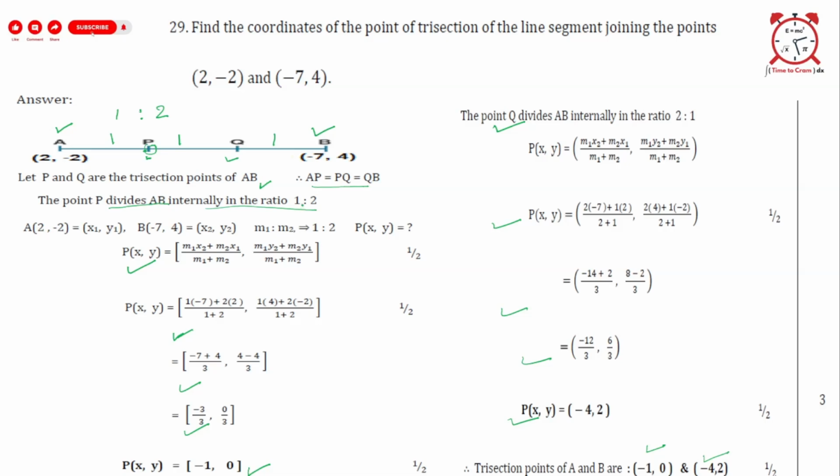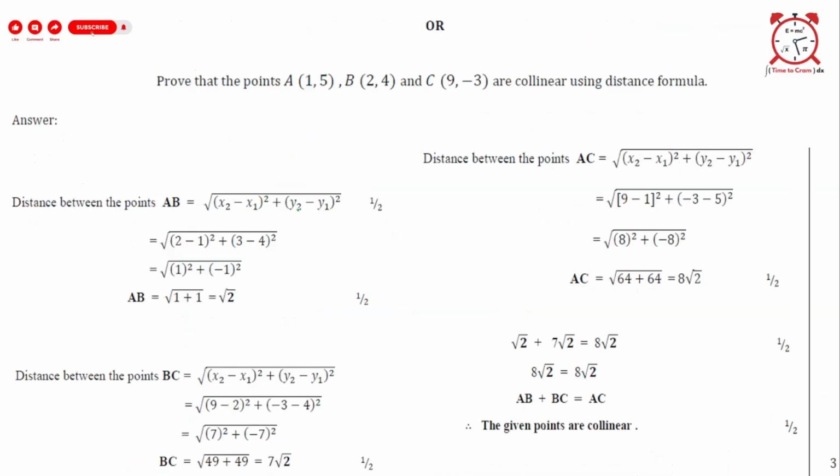So I tried to keep the marks allotted for each step beside the steps. So do notice them, pause the video, do notice them, and go ahead. Okay students, so let us move to the next sum. Now here also the internal option.